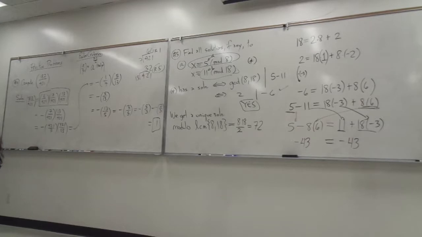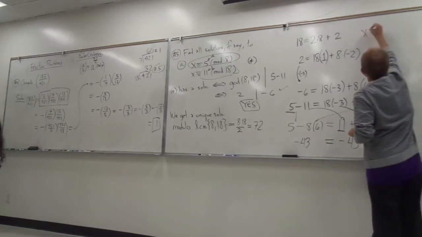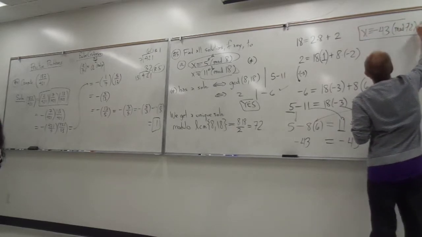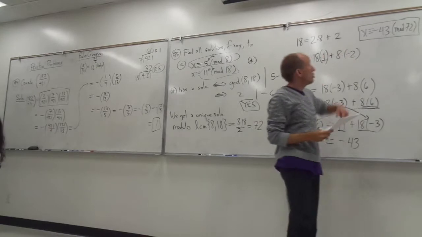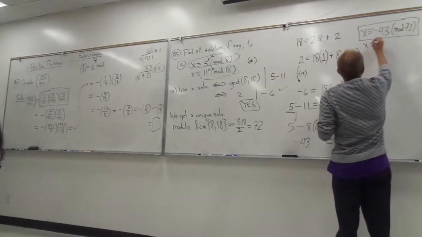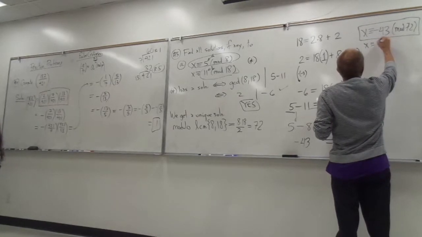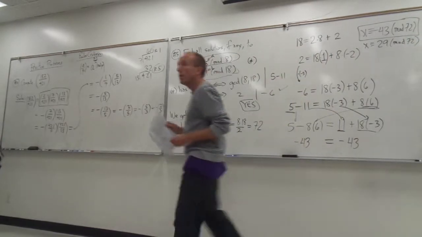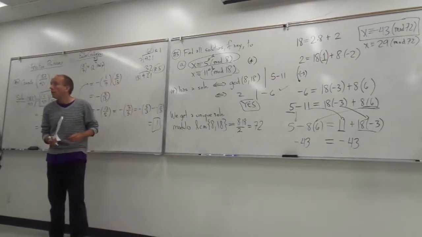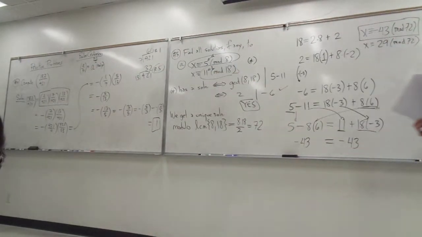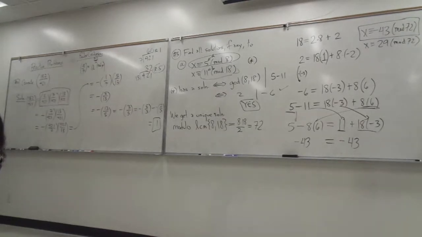So the final answer would be like x congruent to negative 43. That's it. Okay. X is congruent to negative 43 modulo 72. Of course, you could add 72 to that and report a different answer. So X is also congruent to, what would that be, 29 mod 72. So 29 also works, positive 29. But there's a unique answer modulo 72 here. Okay? Does everybody remember this?